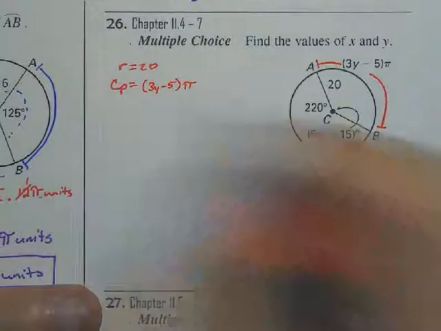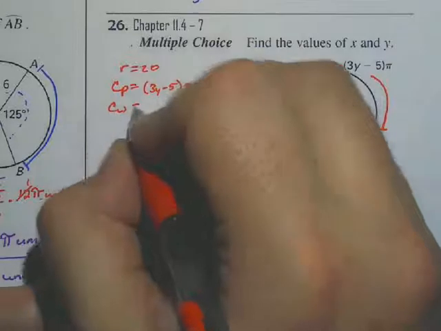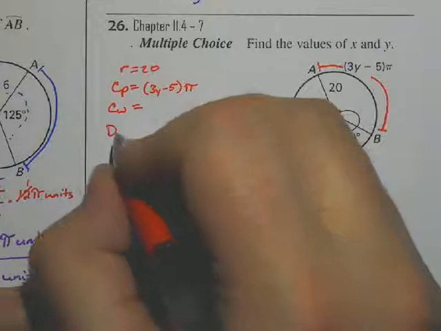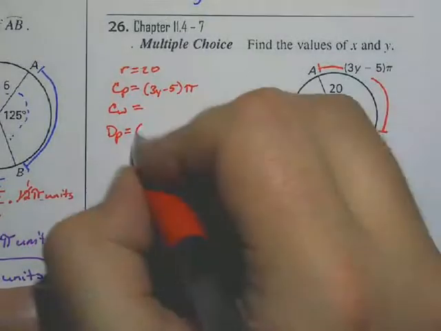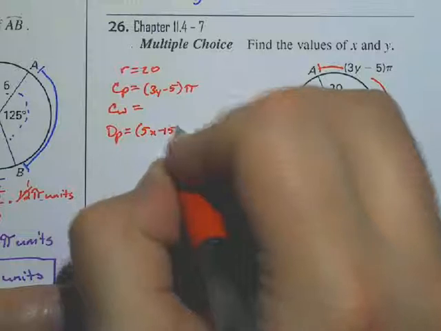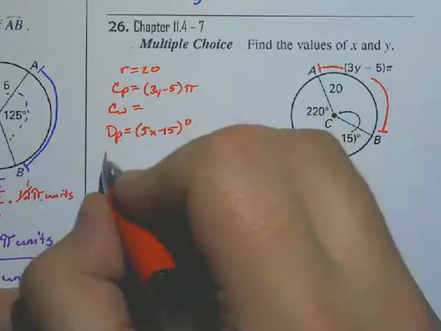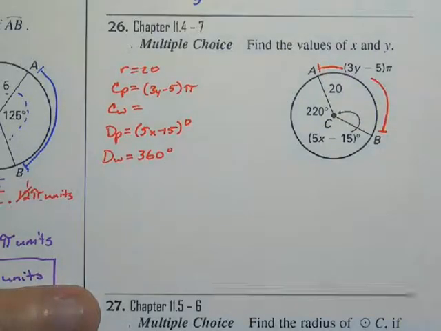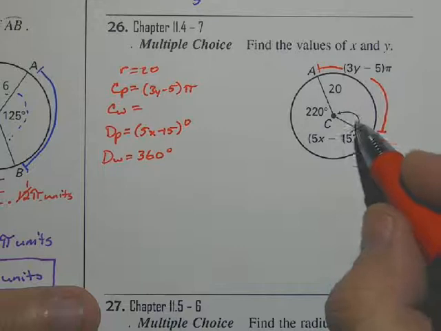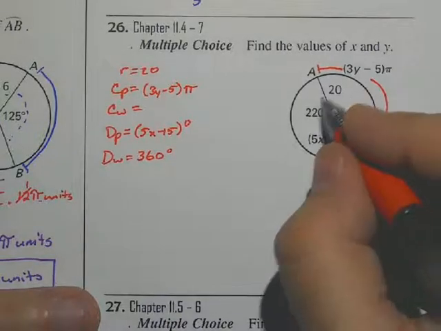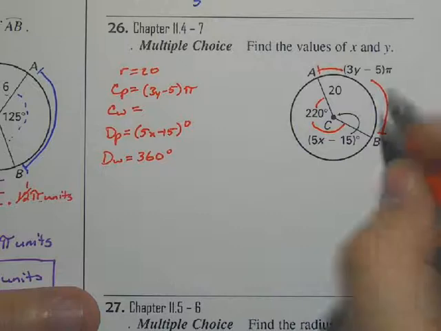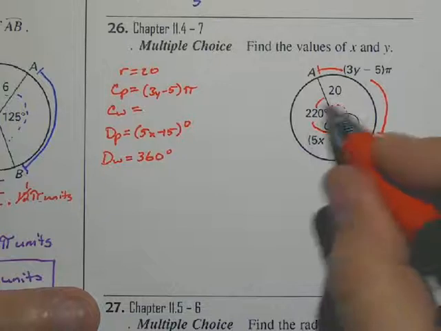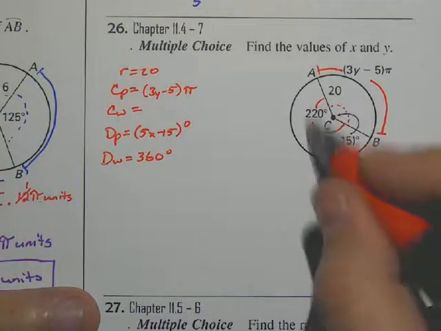My whole circumference we haven't got yet. And let's see, my partial degrees is 5x minus 15. Yeah, that's going to be weird. And my whole degrees, obviously, are 360 degrees. So maybe I need to find some way to set these up. What do I notice about the degrees here? Well, they gave me the reflex angle. This is 220 degrees on the backward side of this. So that means that this 5x minus 15 and this 220 together are the sum of parts. They go together to add to 360.